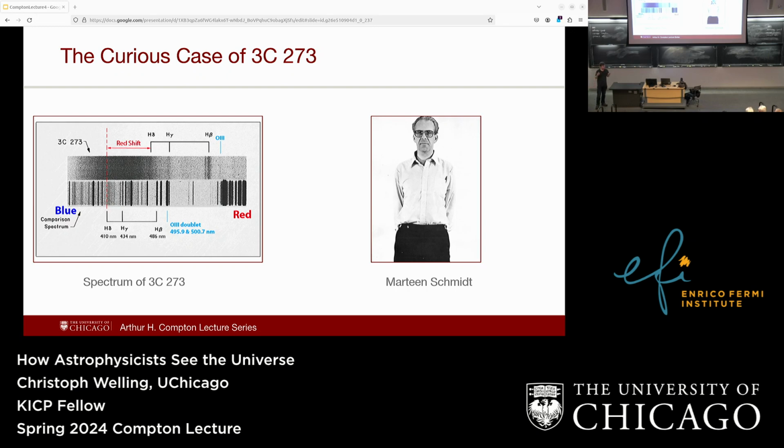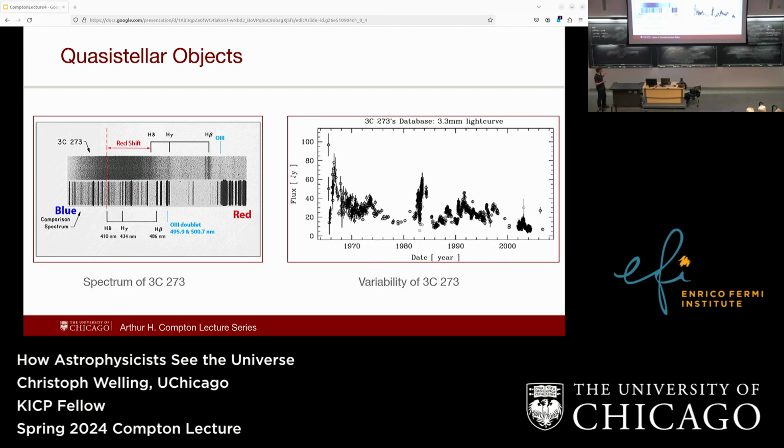So the question was, how could something this far away emit so much radio signal that it would still be this bright? And it got even worse because they also discovered that the brightness of the source changed within a year or so. So if you just measure the brightness of this radio signal again and again, you can see that within a year or less, it can vary drastically.